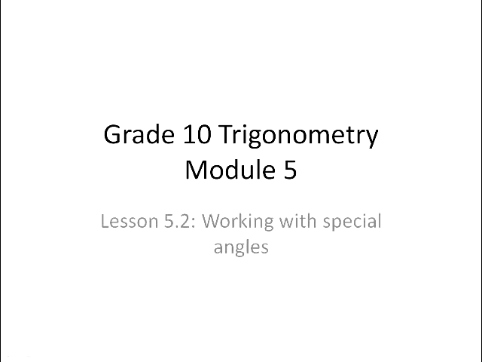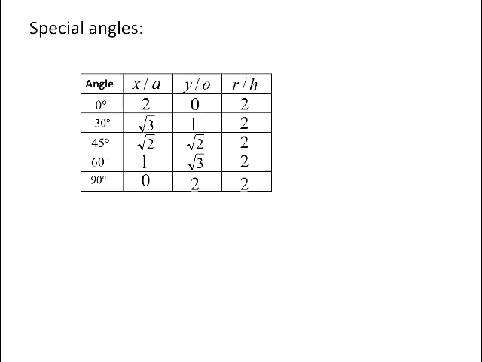Let's take a look at some examples where we work with special angles. Just a reminder, our special angles are the angles of 0, 30 degrees, 45 degrees, 60 degrees, and 90 degrees. And they are called special angles because we are expected to remember or to learn the ratio values for the special angles off by heart. So you need to learn the values in this table.